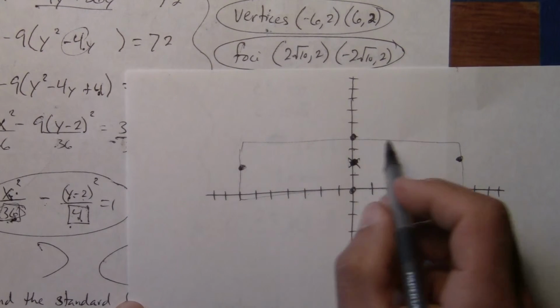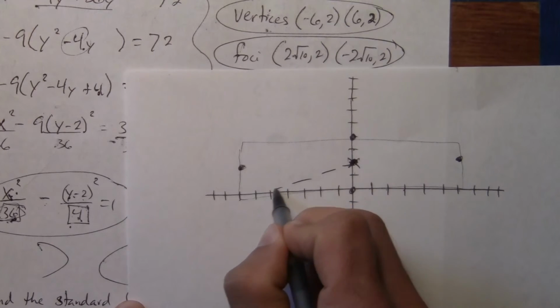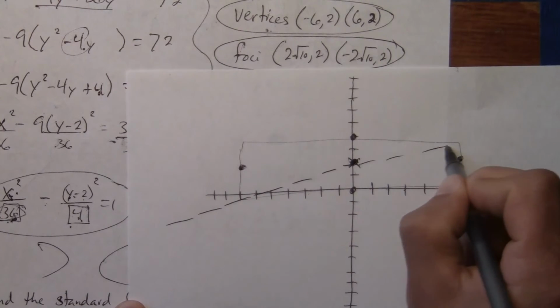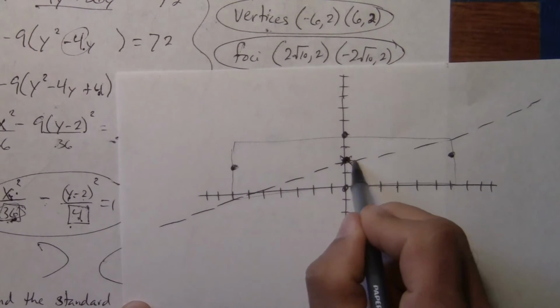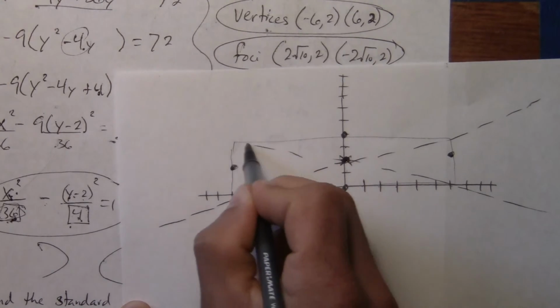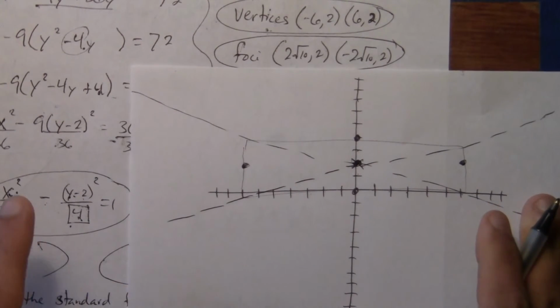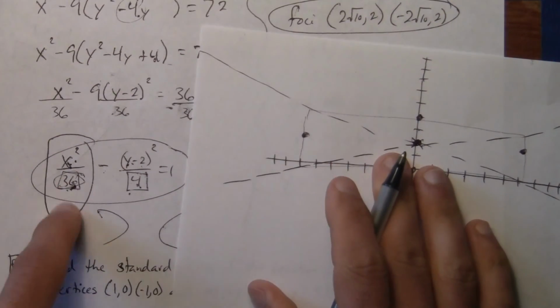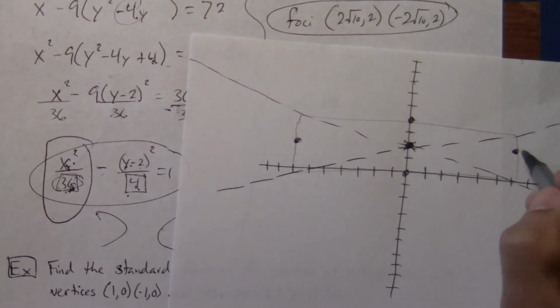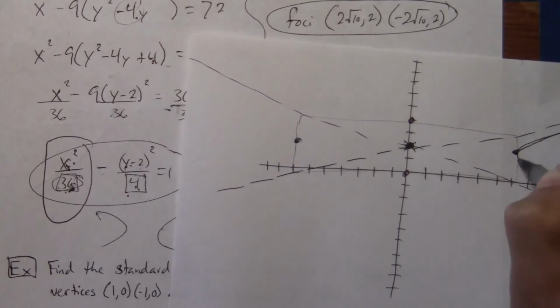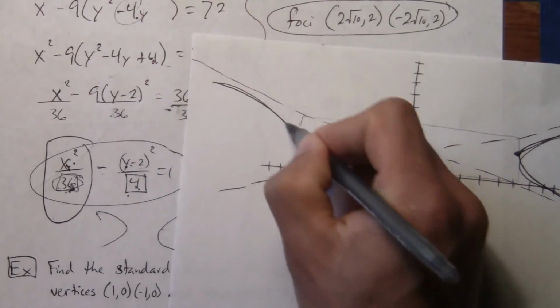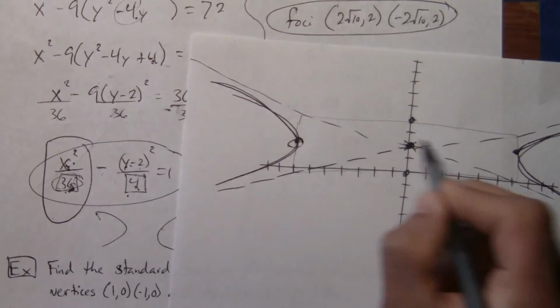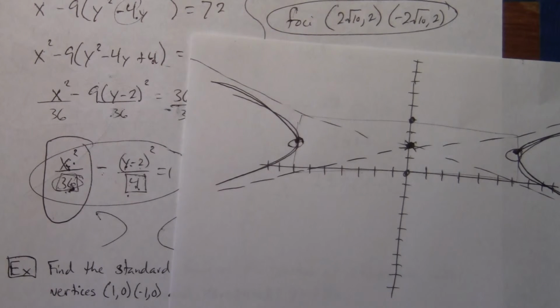And then from corner to corner, this is going to be your asymptote. There's one of them. Here's the other one. And then looking back at this equation, the positive term is x, so this should be going right and left. And make sure that you're using these vertices as your vertex points for those branches.